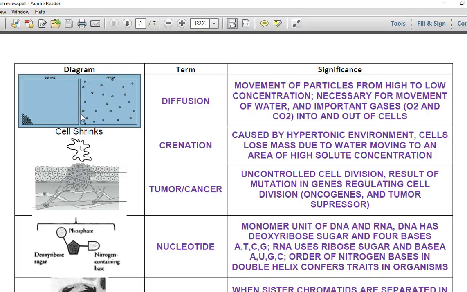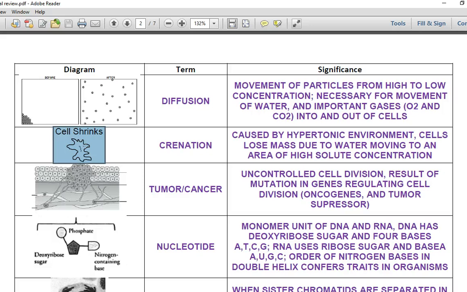The next diagram is a diagram to represent diffusion, which is the movement of particles from high to low concentration. This is going to be necessary for movement of water, obviously in the case of osmosis, but also if you remember, one of the scenarios we learned during cell transport was red blood cells in the lungs. So oxygen is able to travel into red blood cells from the air we breathe into the lungs, while at the same time carbon dioxide is leaving our red blood cells and being leaked out into the lungs so that we can breathe carbon dioxide out. So that's all a function of diffusion.